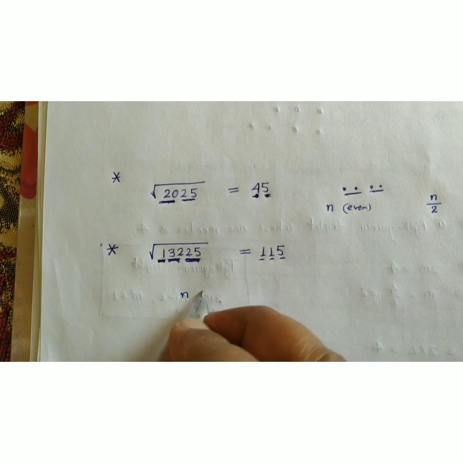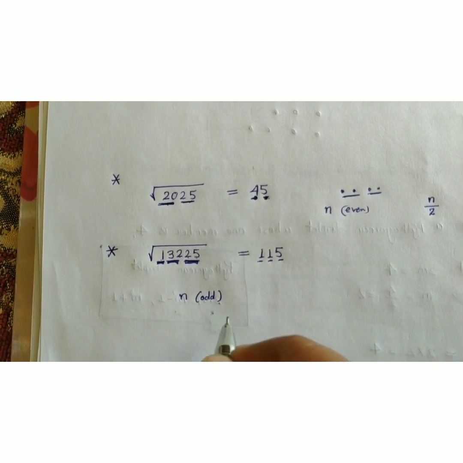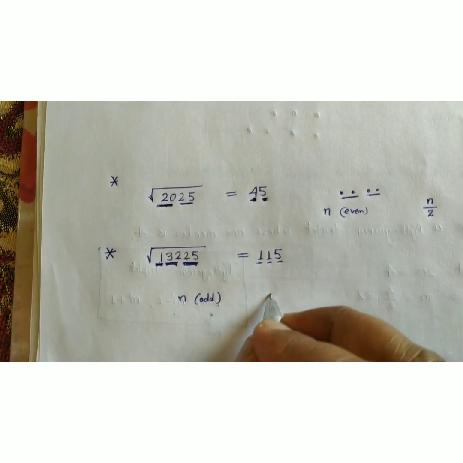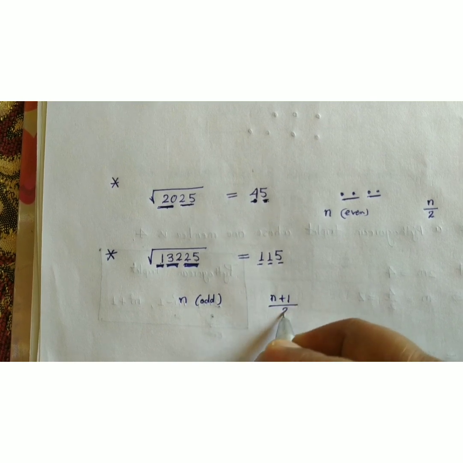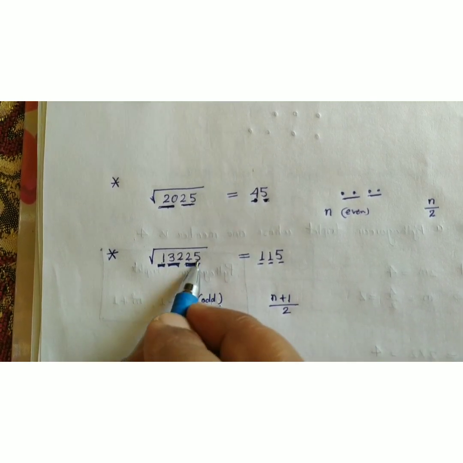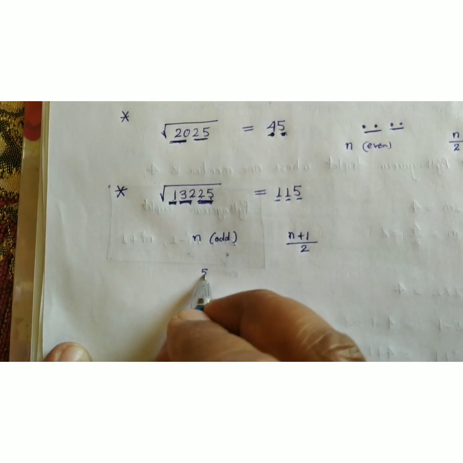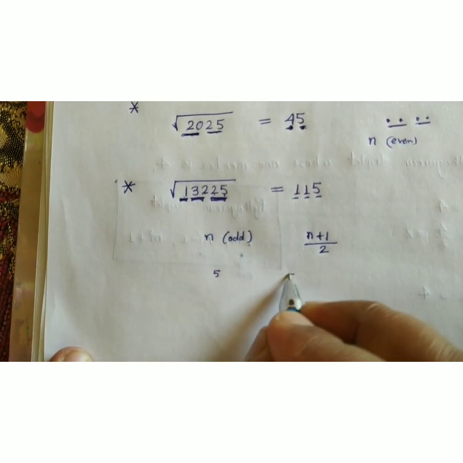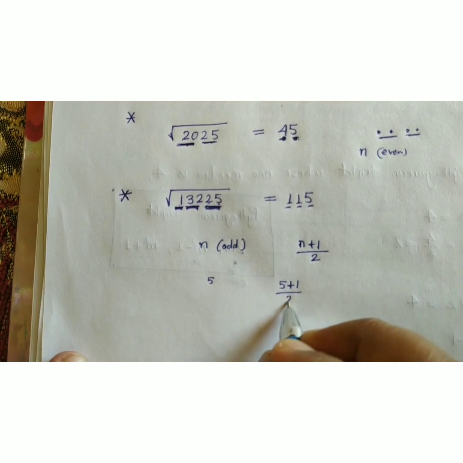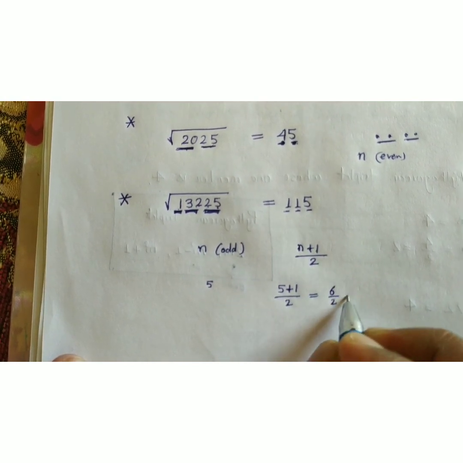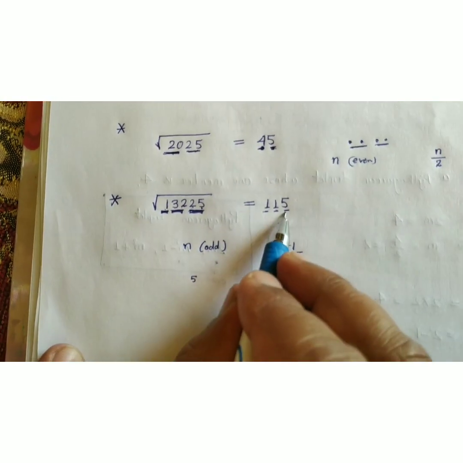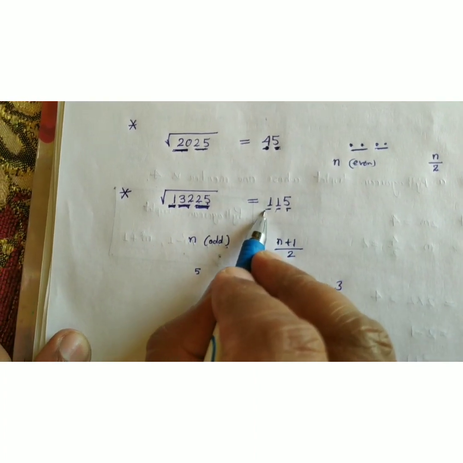So when n is odd, the number of digits in square root is n plus 1 divided by 2. Here we have number of digits 5, which is odd. So number of digits in square root is 5 plus 1 divided by 2. 5 plus 1 is 6 divided by 2 is equal to 3. We have 3 digits in the square root.